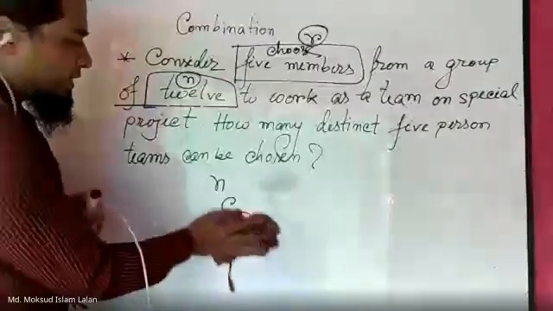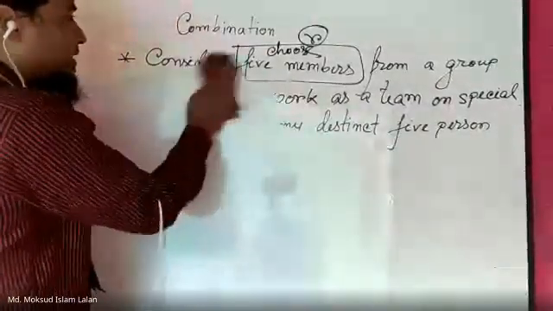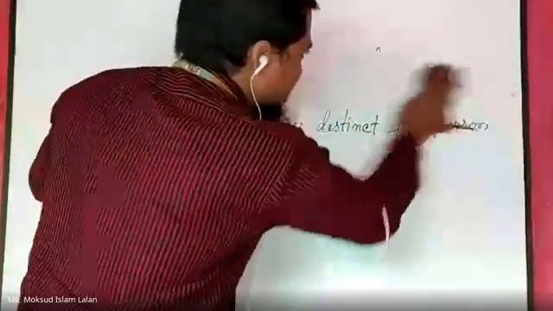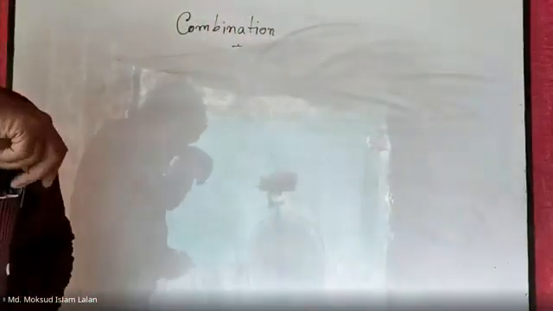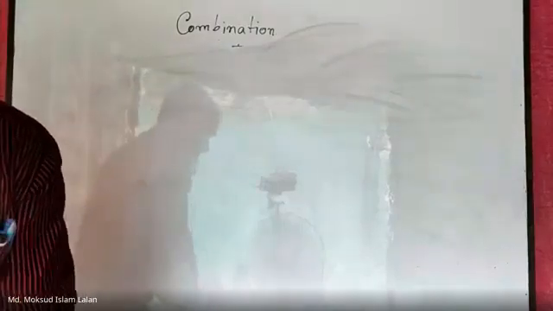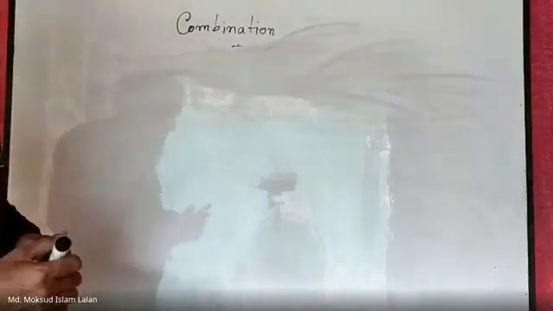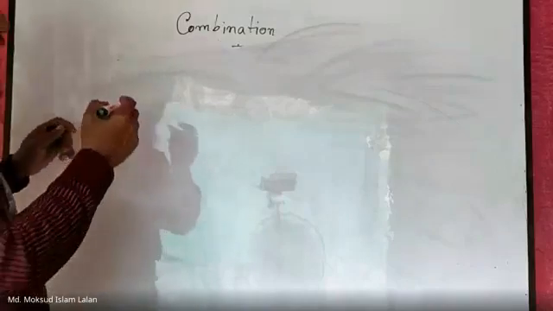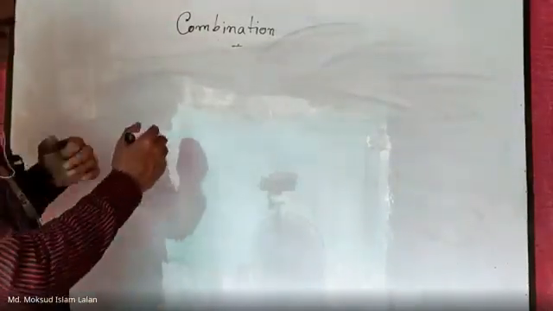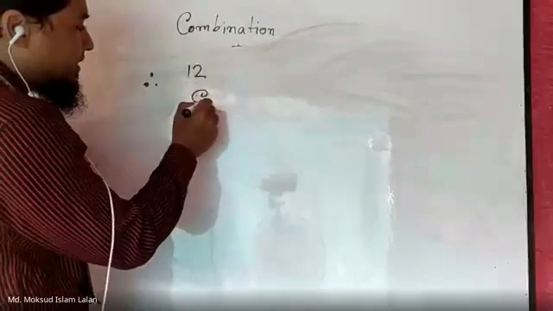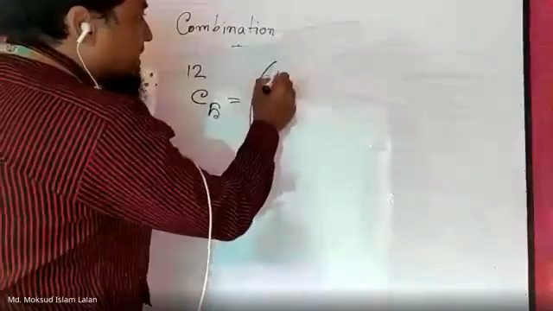So can I clean this? Now write down the solution. The solution is something like this. So what will be the team? How can you write? 12 C 5, right? Yes, sir. Or we can denote it like this.